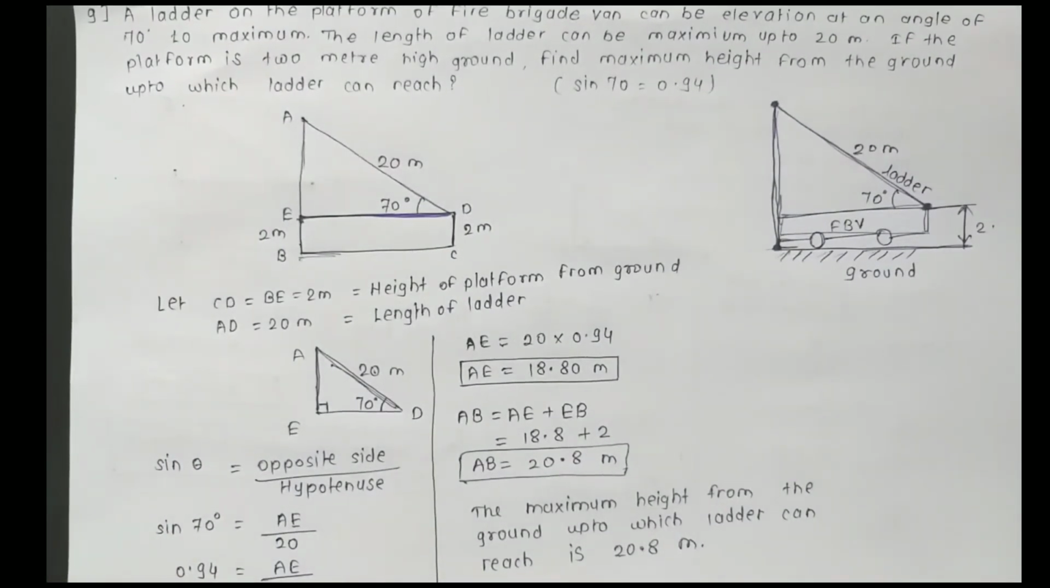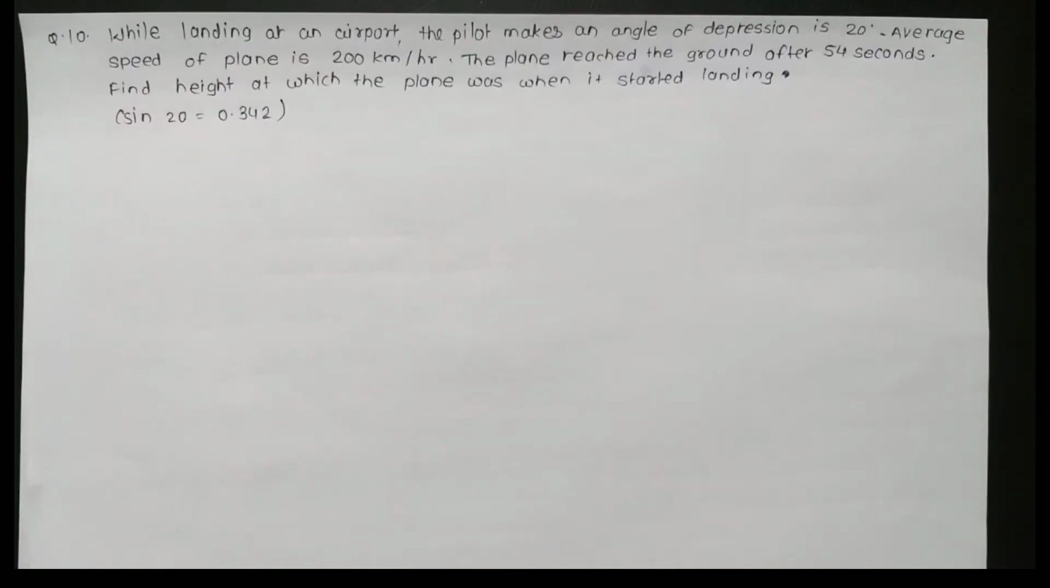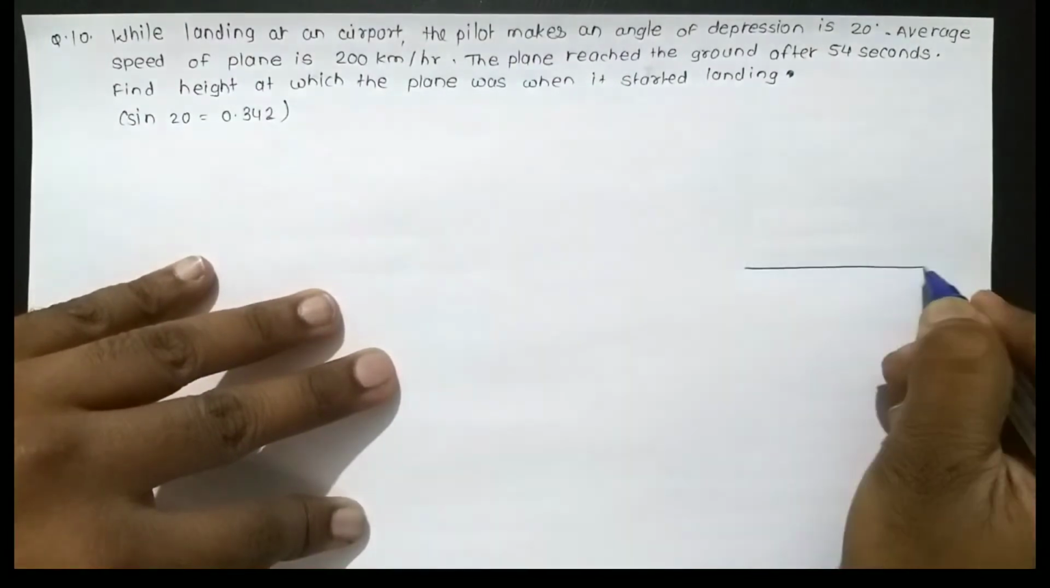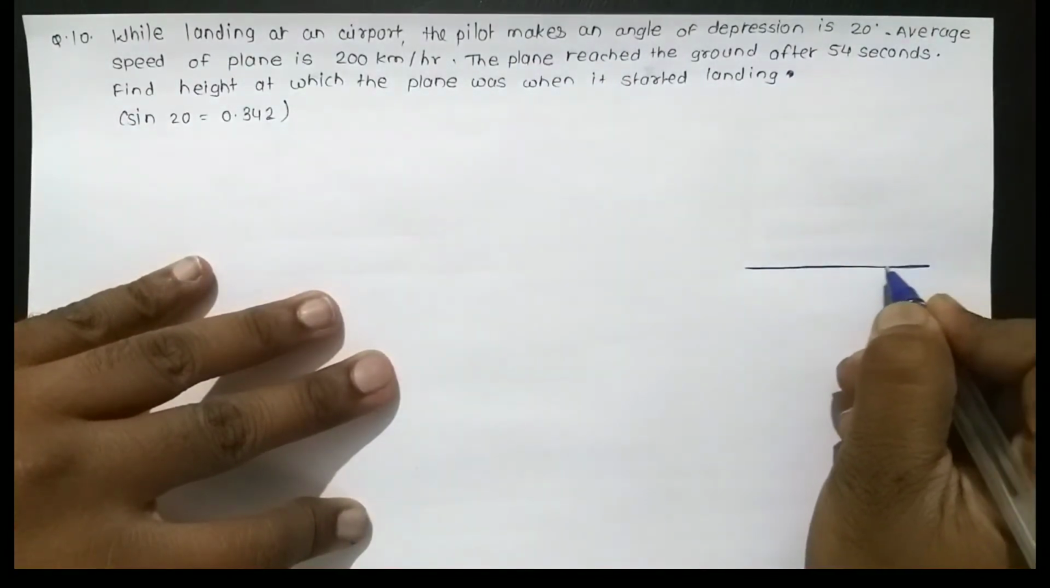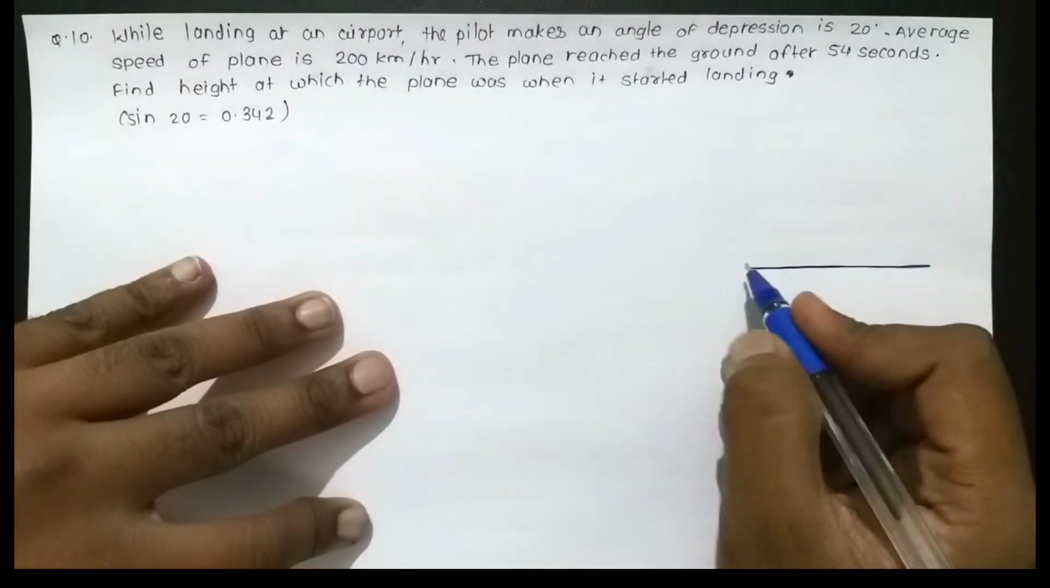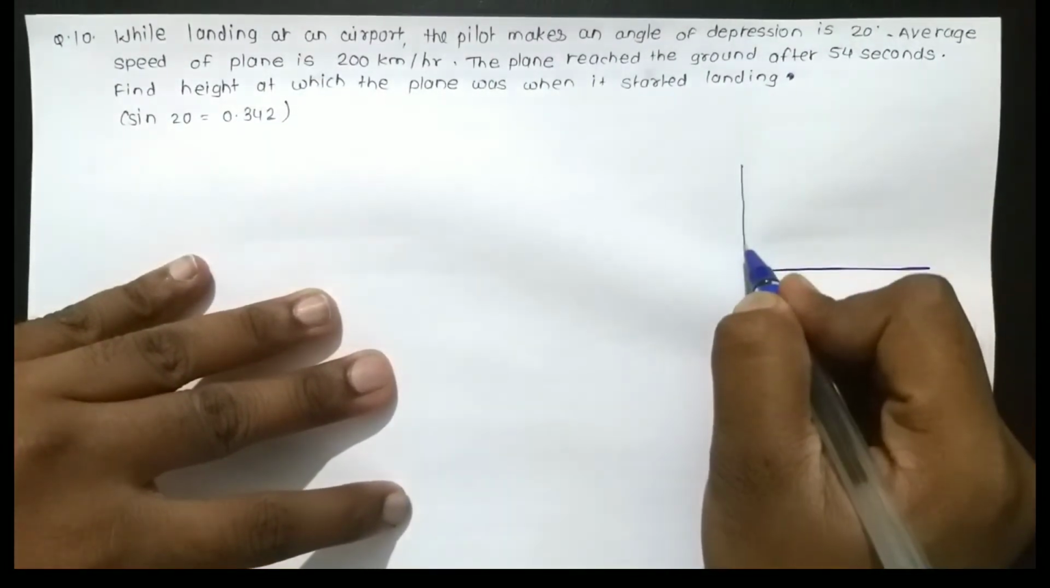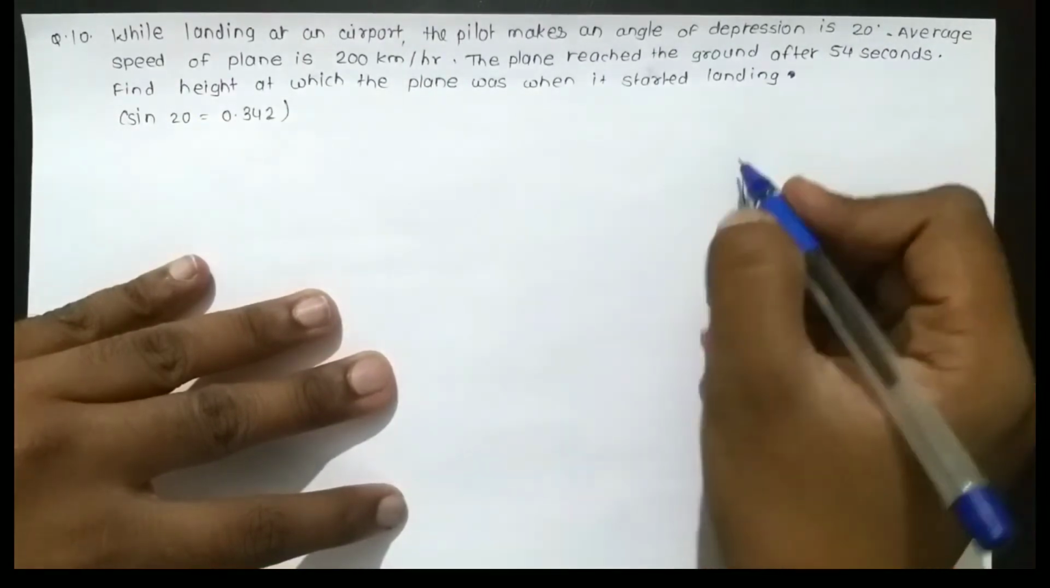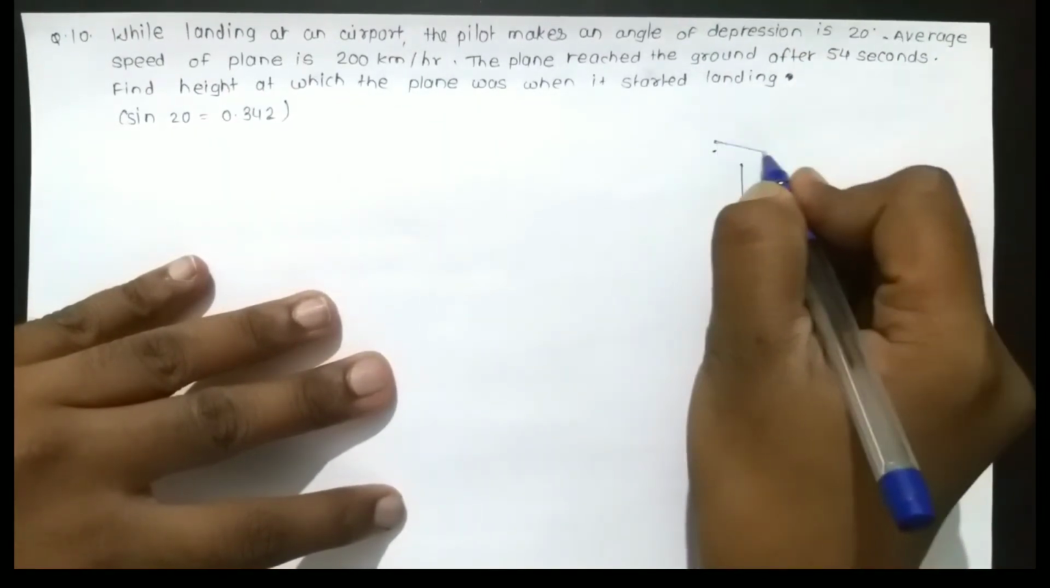Okay, the angle is 20 degrees. Average speed of the plane is 200 km per hour. The plane reached the ground after 54 seconds. Find the height at which the plane was when it started landing. The first sentence is while landing at an airport. So this is the airport landing road, and this is the height of the plane from the ground. Here is our plane.